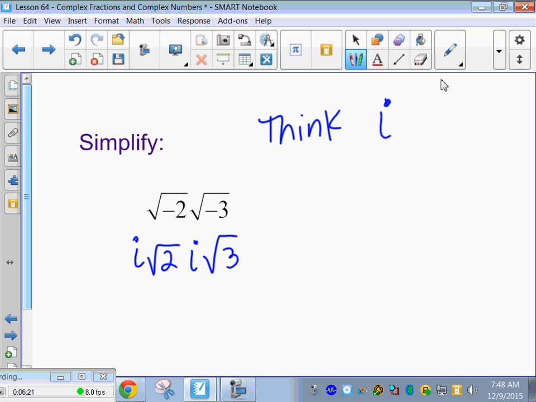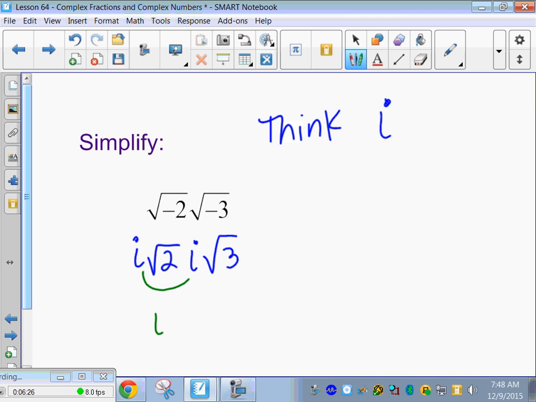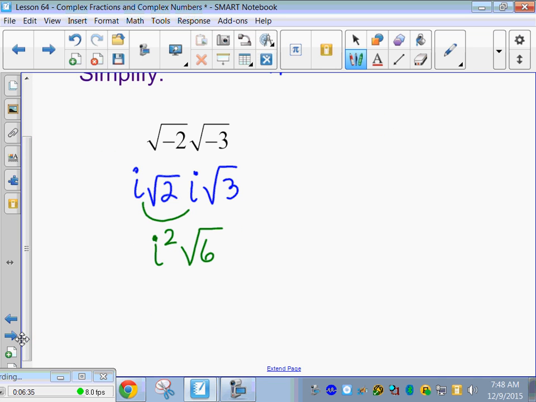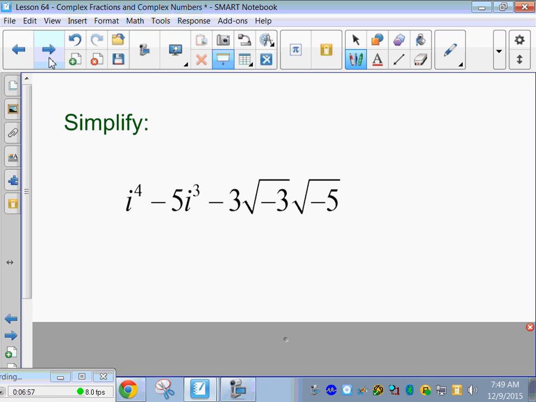Now we can multiply them together. So the i's multiply together and we get I squared. And the 2 and the 3 multiply together and we get 6. I squared is -1. So we get negative root 6. Had you multiplied those numbers first, you would get the wrong answer, all right? Because it would become +6 and you wouldn't get the i's. So you have to take the i's out first, all right? Do it first.